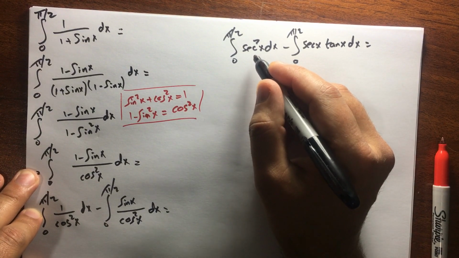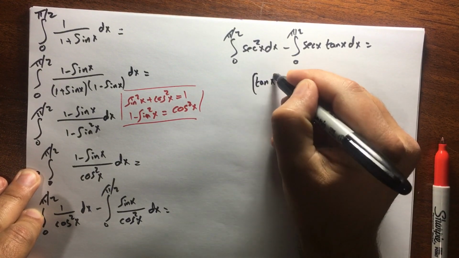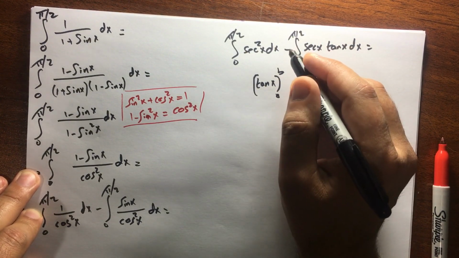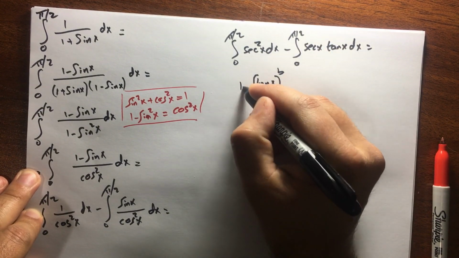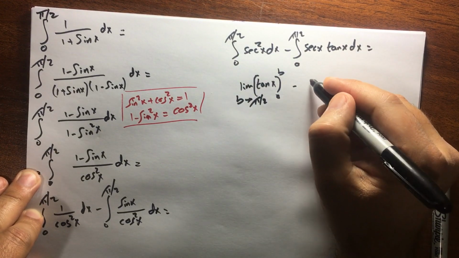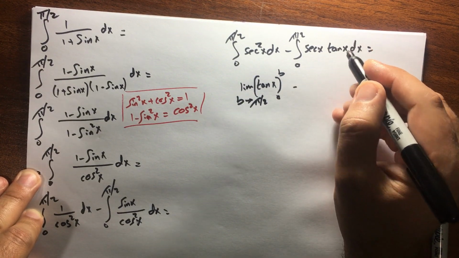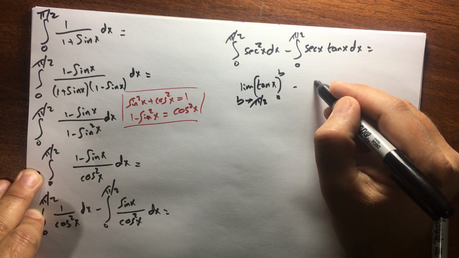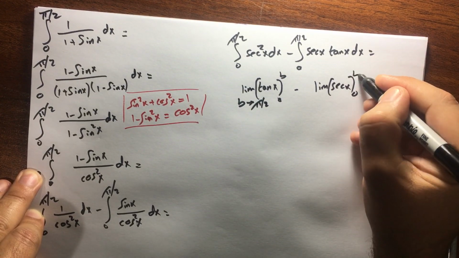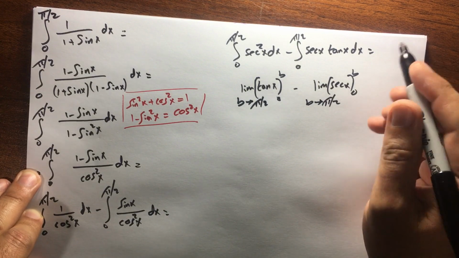Now the antiderivative of secant squared x is tan x, so we have tan x from 0 to pi over 2, but we replace pi over 2 with b, since tan x is undefined at pi over 2. Since there is a vertical asymptote, we take the limit as b goes to pi over 2. And this is minus also. Now the antiderivative of secant x tan x is secant x. So we take the limit of secant x from 0 to b as b goes to pi over 2. Again, secant x, which is 1 over cosine x, is undefined at pi over 2.